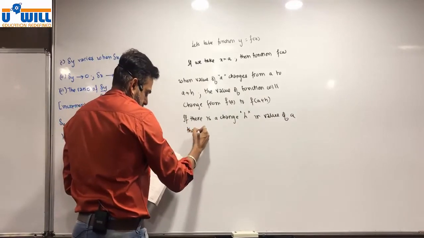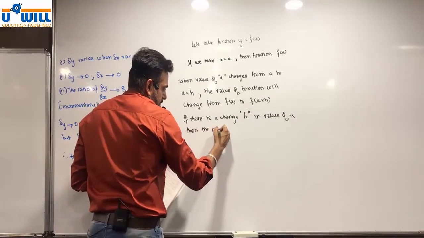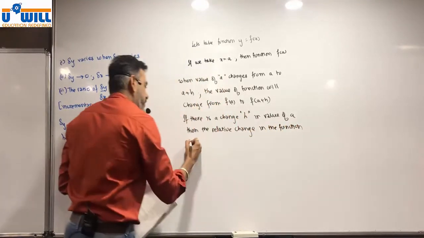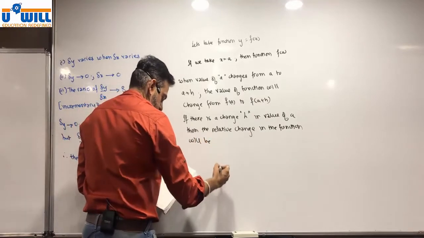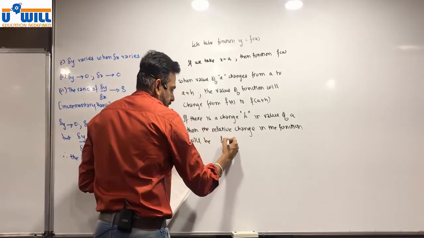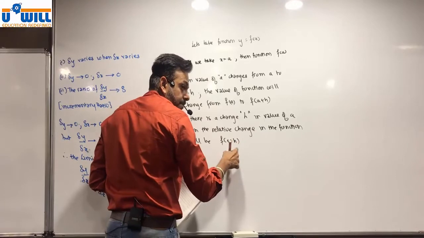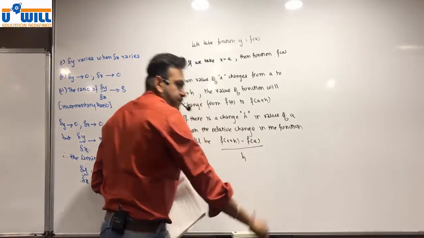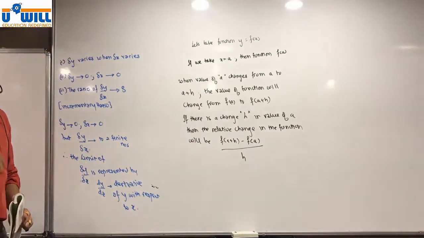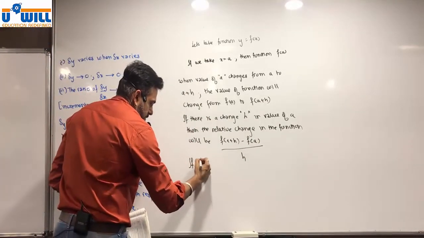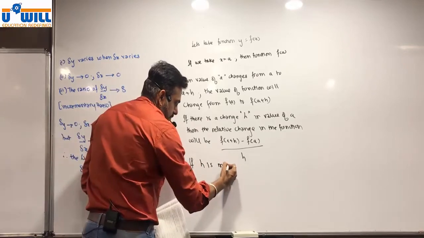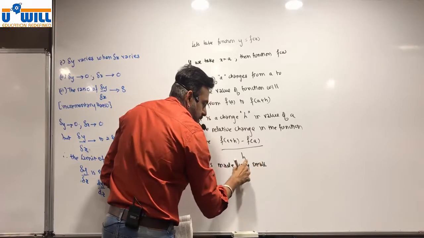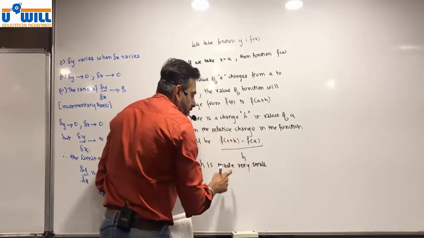Then the relative change in the function will be f(a + h) minus f(a) upon h. If h is made very small... Now what is this h? h is the change, made very small.